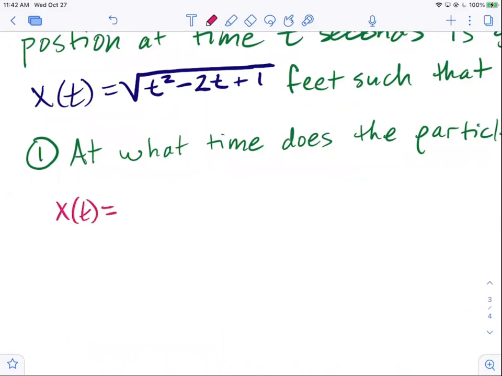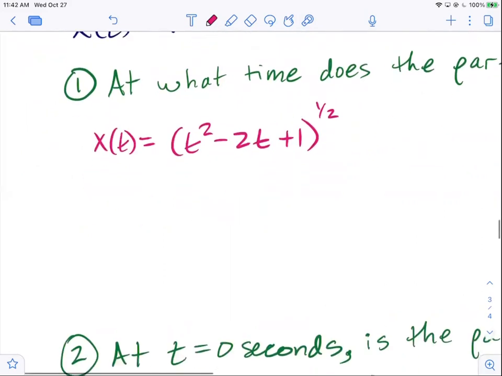x of t equals, I'm going to write this as t squared minus 2t plus 1 to the 1/2. Now, that one does factor into t minus 1 quantity squared. If you wrote that as the absolute value of t minus 1, you can, but that makes taking the derivative a little bit harder. So I hope you left it like this.